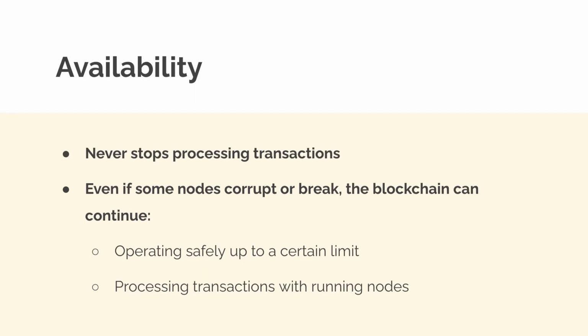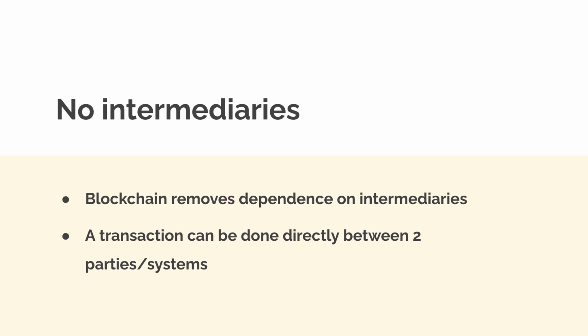As well, the Ethereum blockchain is available 24/7. It never stops processing transactions. Even if a node in the network breaks or corrupts or gets attacked, the blockchain can still continue. It won't completely shut down, so it's always running. It can operate safely up to a certain limit and continue processing transactions with running nodes if one of the nodes breaks.